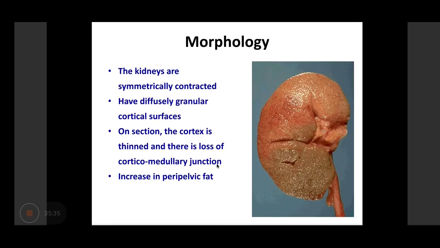On gross microscopy, what do the kidneys look like? They are symmetrically small in size, they are contracted, they have a diffuse granular cortical surface. When you cut this, the cortex is thinned out and there is loss of corticomedullary junction with increase in peripelvic fat. So this particular gross specimen will be shown to you in your tutorials. You will know that this is a case of chronic glomerulonephritis.